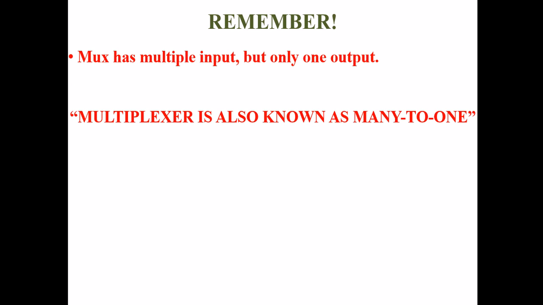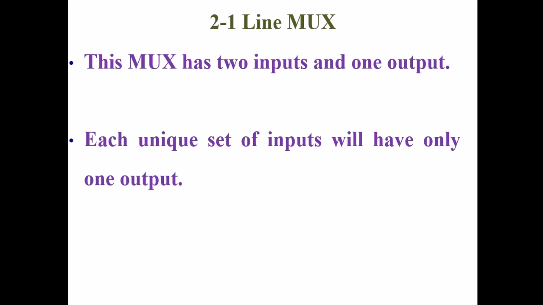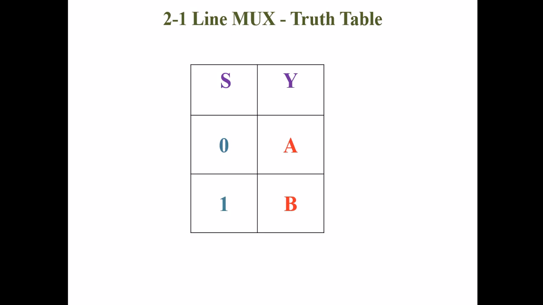So MUX has multiple inputs but only one output. It would be known as many to one. Now a 2 to 1 line MUX has 2 inputs and one output. Each unique set of inputs will have only one output.